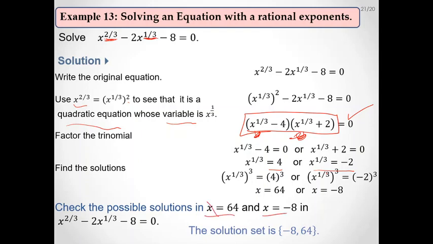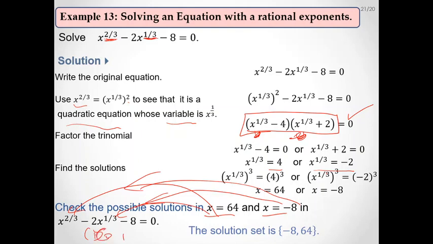You can put them here and put them here and check them. Okay, I will not do it, but you can check. Check them in the equation. Then you will see they're satisfying it, so I'm not doing it. So the solution set will be -8 and 64.